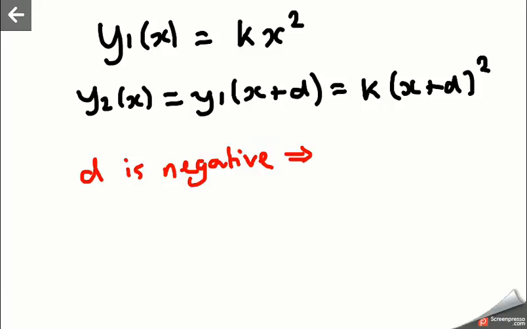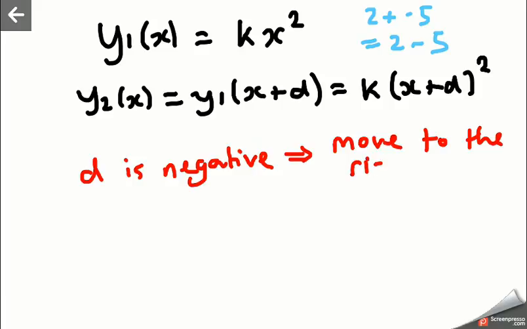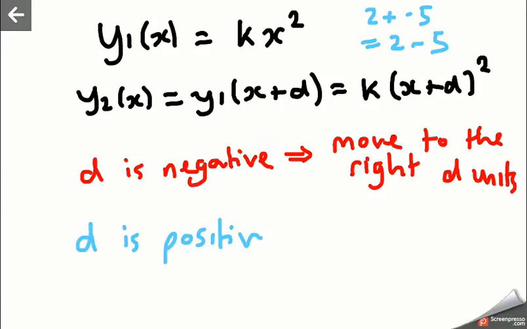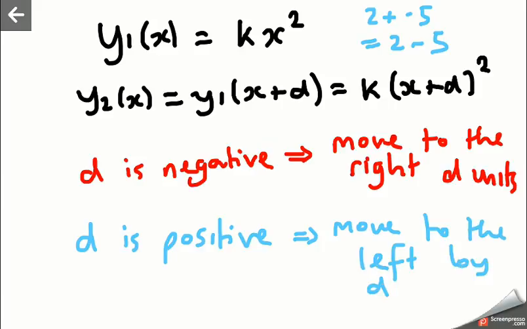For example, 2 plus negative 5 is actually equal to 2 minus 5. So if d is negative and we're adding it on, that means we're subtracting something. So when d is negative, adding d on to x before putting it into y1 will actually move the parabola to the right. Subtracting some amount of units will move the parabola to the right by d units. If d, on the other hand, is positive, then we're adding on some number, and that will move the parabola to the left by d units.